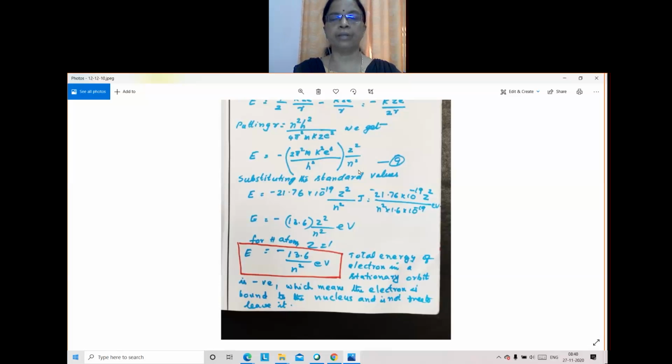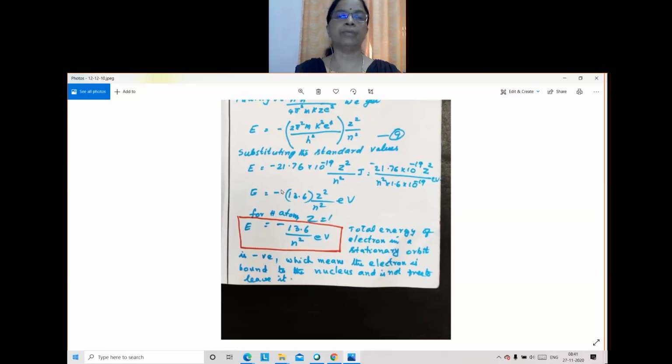And which orbit? The electron's energy in which orbit? Fifth orbit, sixth orbit, or first orbit, like that. That depends on n, that is first orbit, second orbit, like that. So depending upon the atom and the different orbit, we can calculate the energy of the electron. Substituting the standard values, we got the answer minus 21.76 into 10 raised to minus 19 Z square by n square. Here we have converted this energy into electron volt by dividing by the charge of the electron.